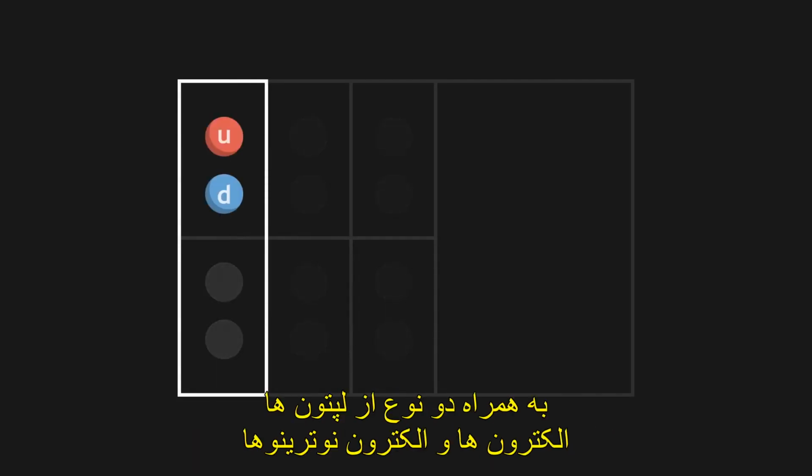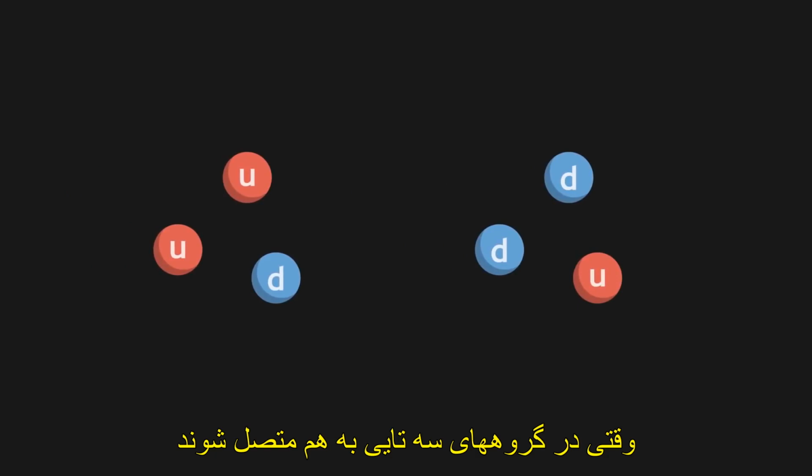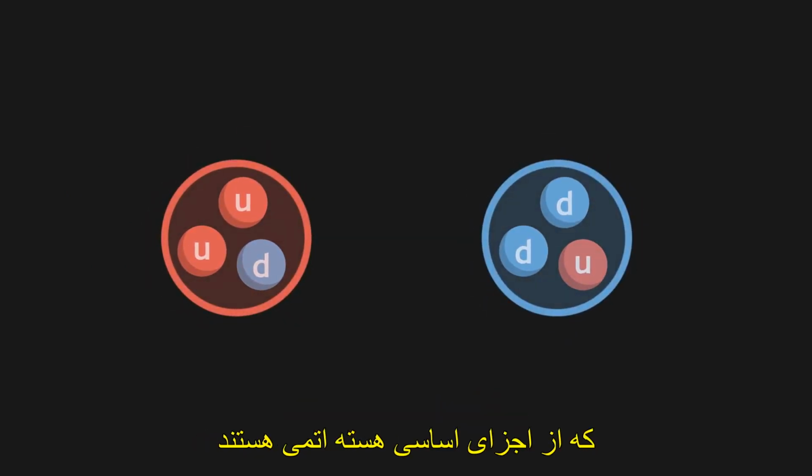The first generation is made up of up and down quarks, along with two types of leptons, electrons and electron neutrinos. These are the most common particles found in our universe. When they bind together in groups of three, up and down quarks form the protons and the neutrons, which are the essential components of the atomic nucleus.